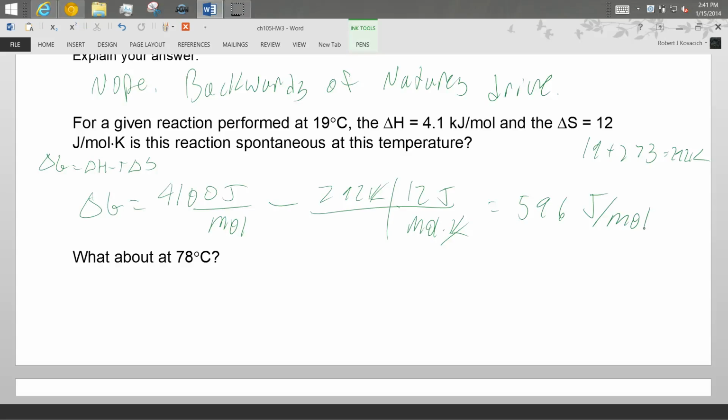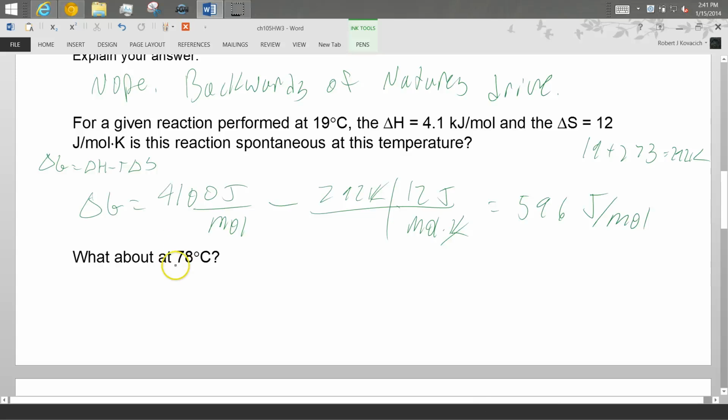Is this reaction spontaneous at this temperature? It is not. How do you know that it is not? Yep, my delta G is a positive value, so it's not. This reaction will not happen without having energy put into it.